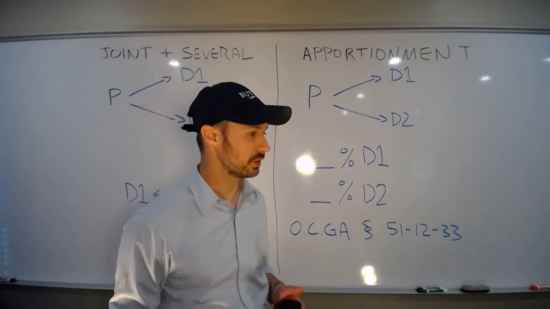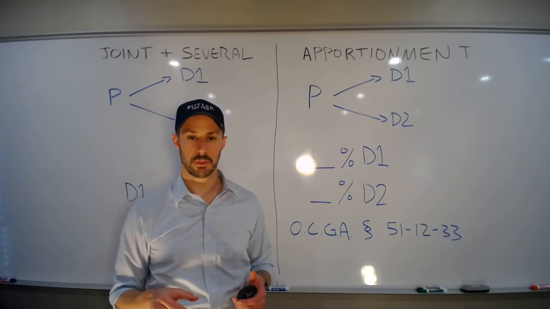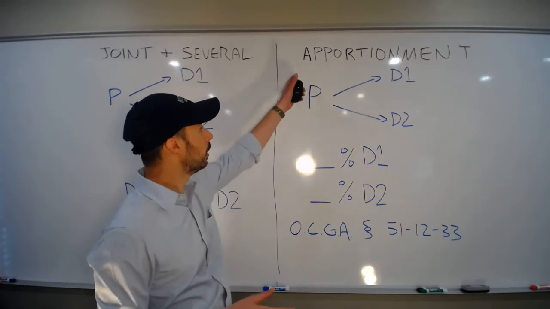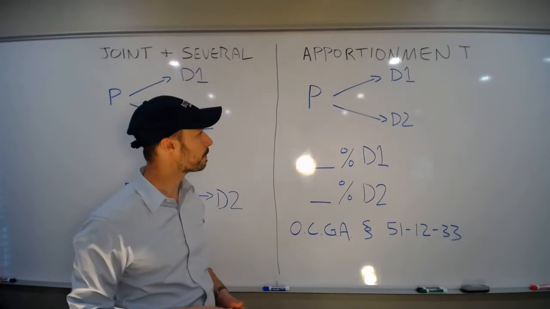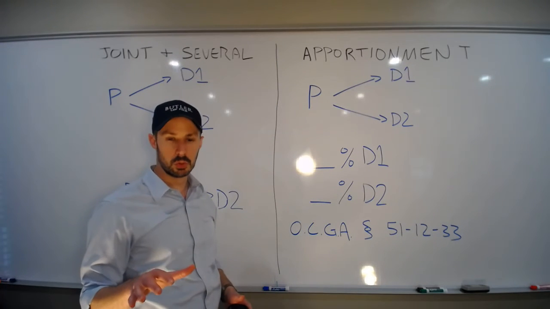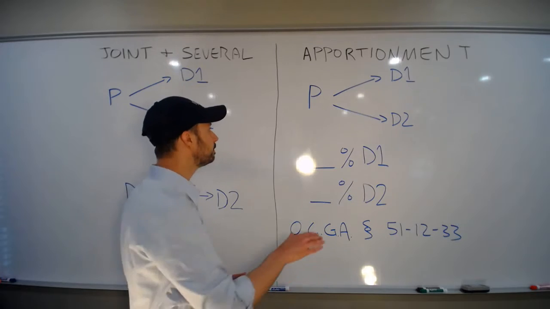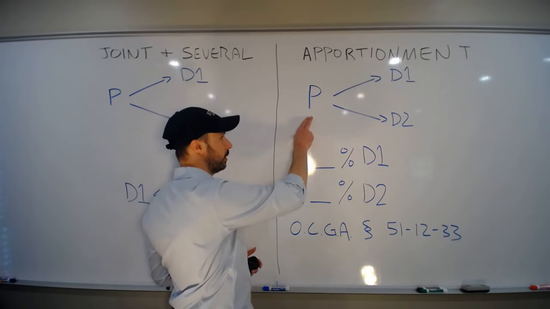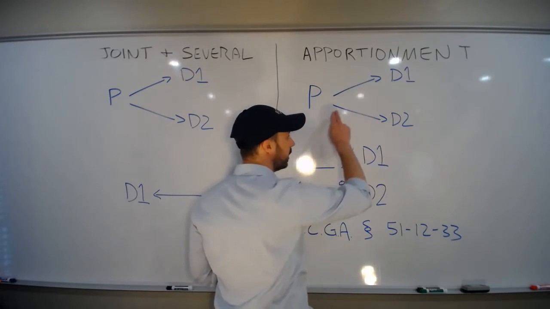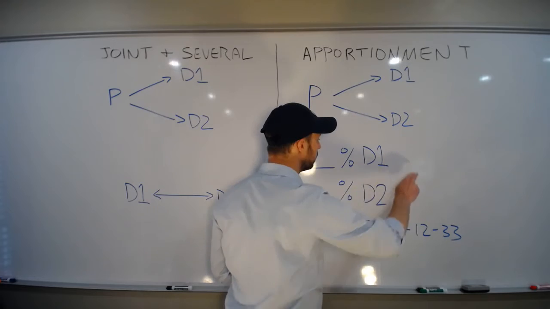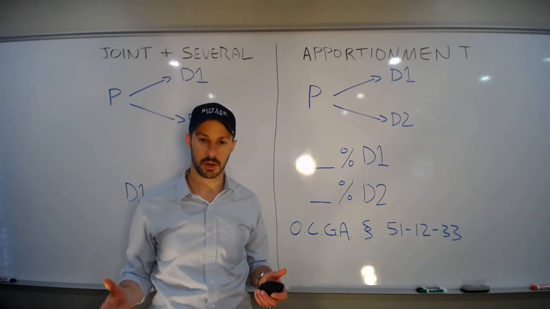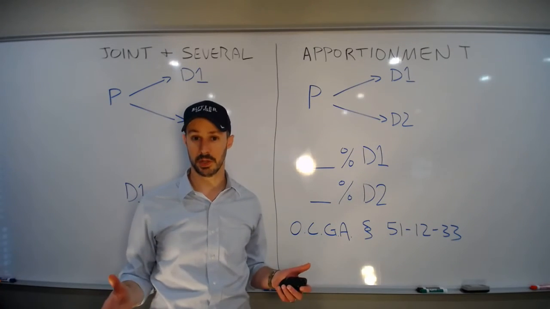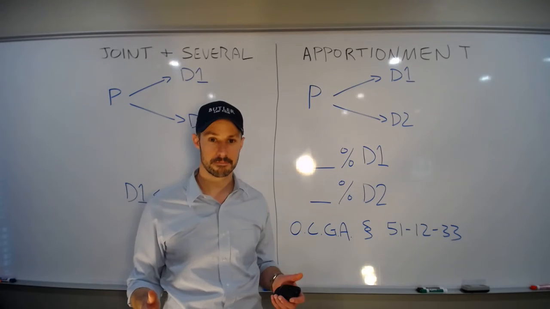In 2005, the legislature passed a new rule, and this rule is called apportionment, and it took effect a little bit after it was passed. It changed the rules in a fundamental way. Now, if the injured person, the plaintiff, sued D1 and sues D2, then the jury or the fact finder determines what percentage each defendant has to pay.